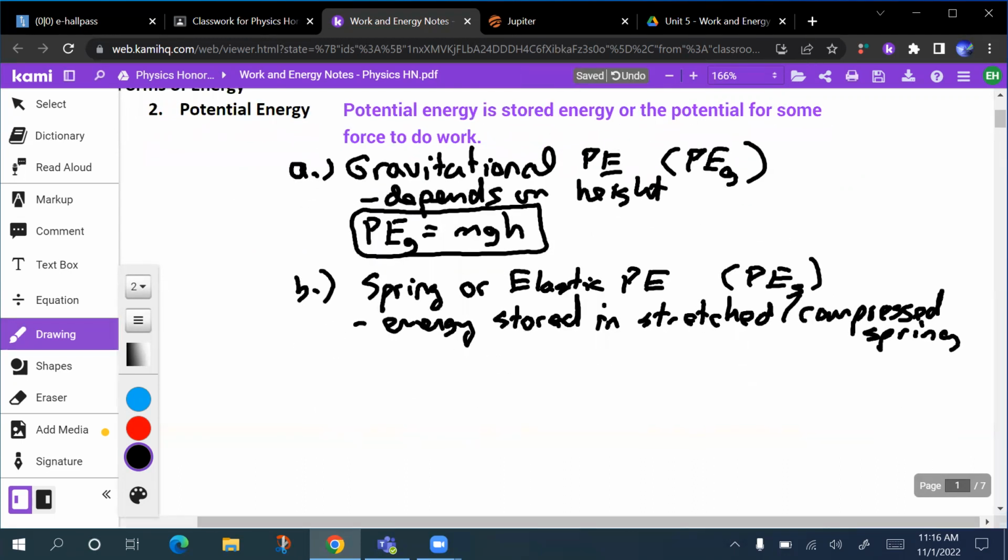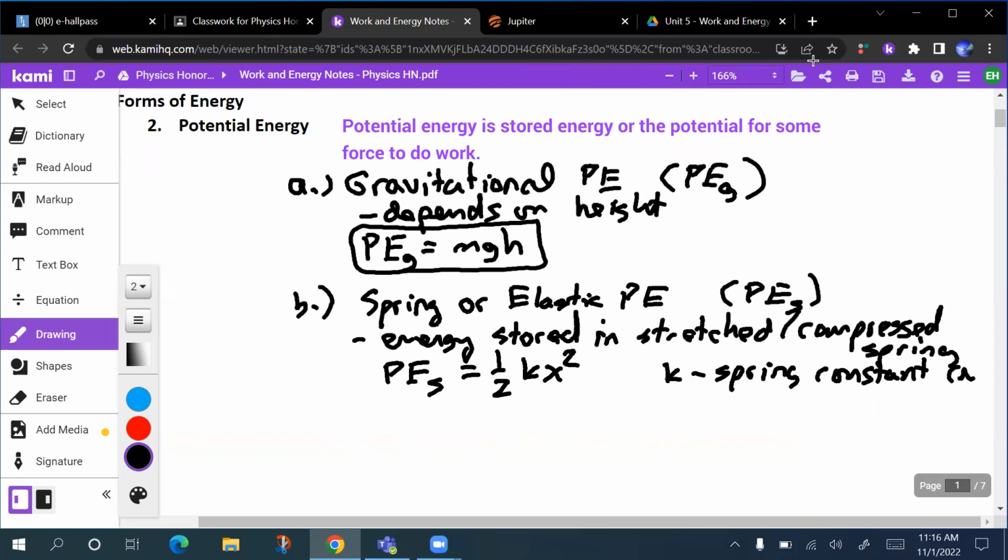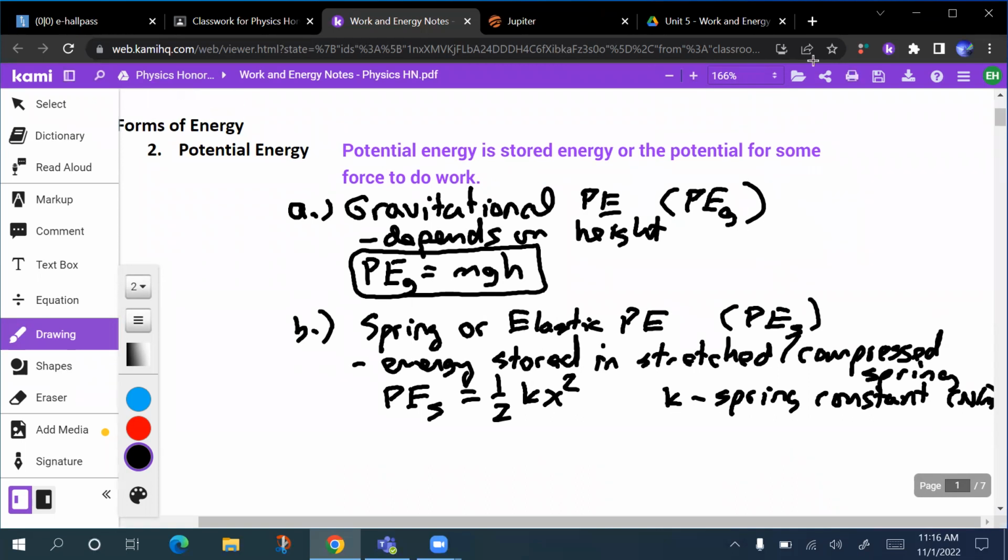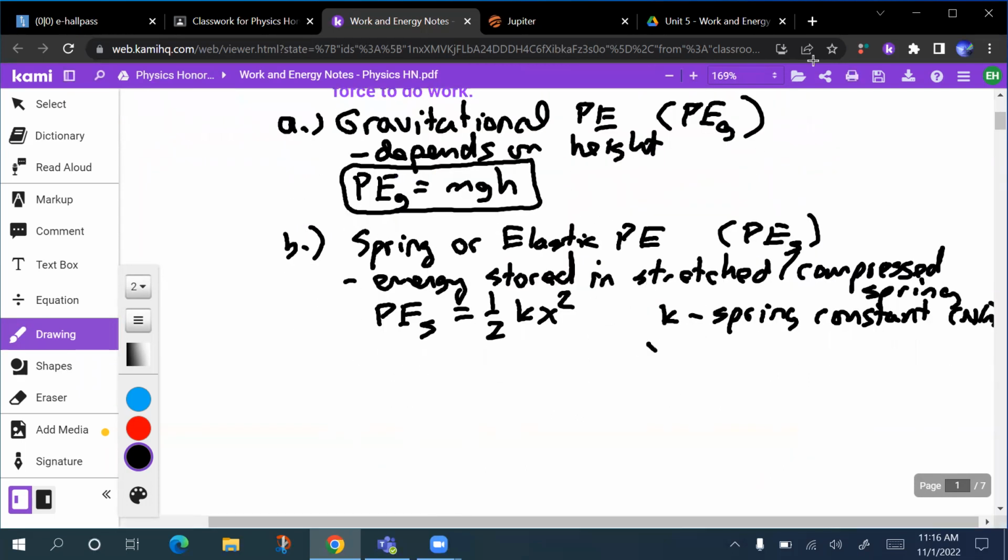The equation that we use for it is 1/2 kx squared, where k is what's called the spring constant, relating how stiff the spring is. Okay, that's going to be in newtons per meter. And x is the stretch or compress length.